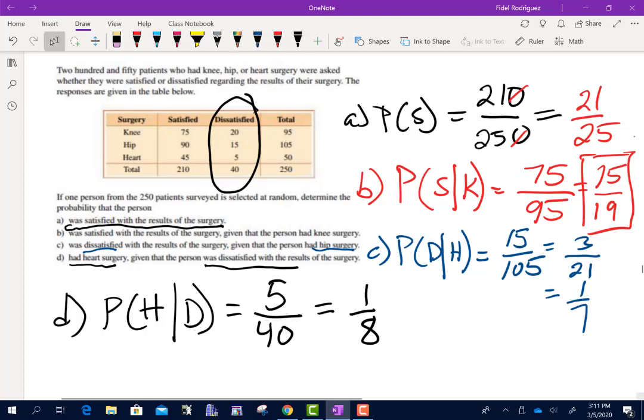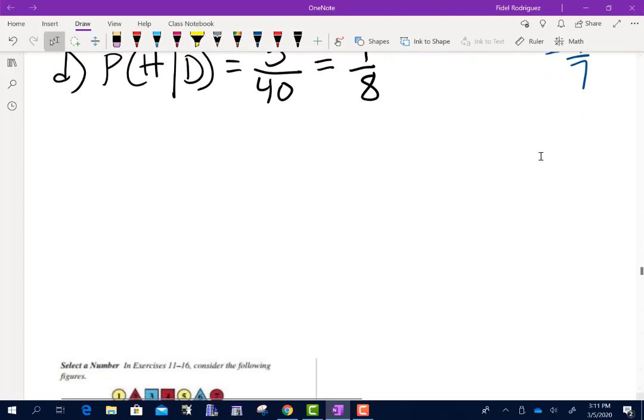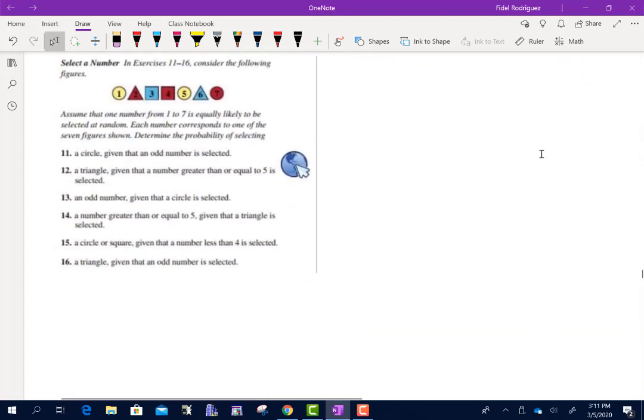All right. So I hope this is kind of making sense as we're going through it. Let's do a couple more again just to make sure that we are on the right track. Okay, so it says in exercises 11 through 16, considering the following figures. Okay, so we have a yellow circle with the number 1, a red triangle with 2, blue square with 3, red square with 4, yellow circle with 5, blue triangle with 6, and a red circle with 7. It says, assume that one number from 1 to 7 is equally likely to be selected at random. Each number corresponds to one of the 7 figures.